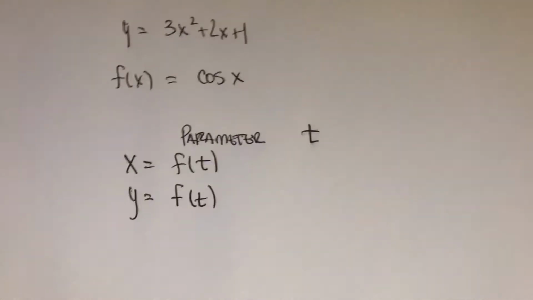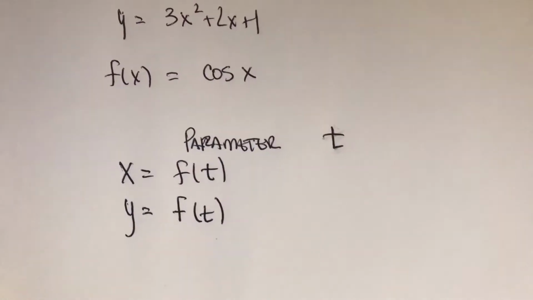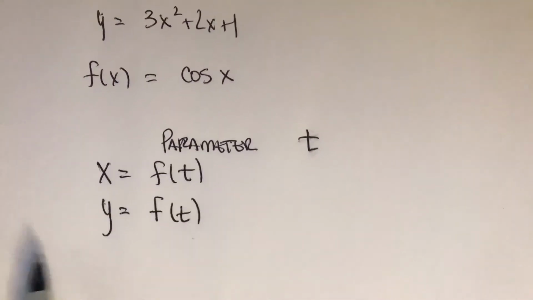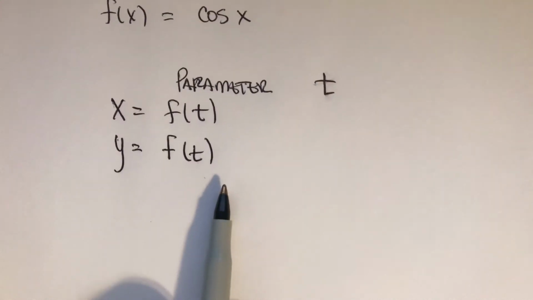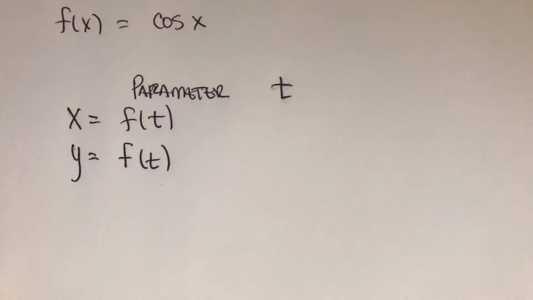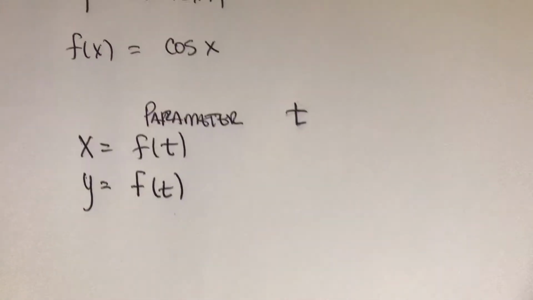So when we write our parametric equations, we typically write them in this form: x equals some function of t, y equals some function of t. Now graphically, they look similar. However, there are some subtle differences.